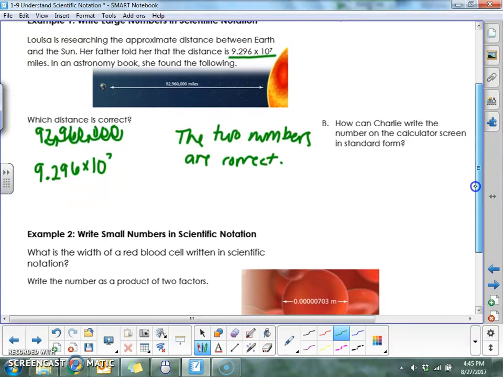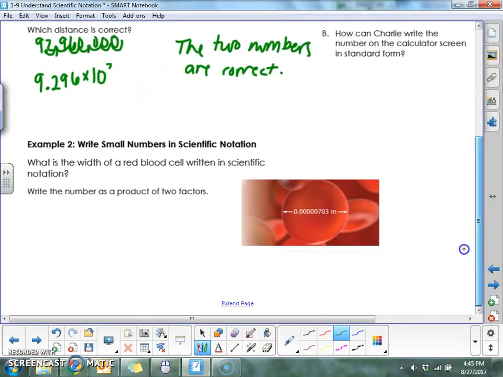Okay, so that's when you have very large numbers. Then we have very small numbers as well. So here we have 0.0000703. We want to write it in scientific notation. So I'm going to rewrite that so we can see it here. I think that's 5 zeros.